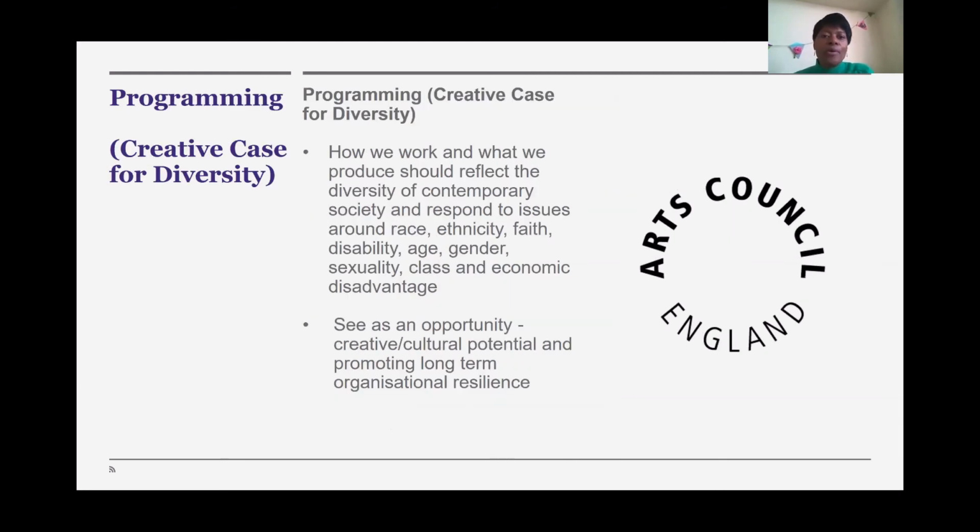And in programming, which I referred to as the Creative Case for Diversity before, so that's looking at how we work and what we produce and making sure that this reflects the diversity of contemporary society and responds to issues around race, ethnicity, faith, disability, age, gender, sexuality, class, and economic disadvantage. And an inclusive approach to this is a great opportunity to be innovative, and this can result in building long-term organisational resilience.